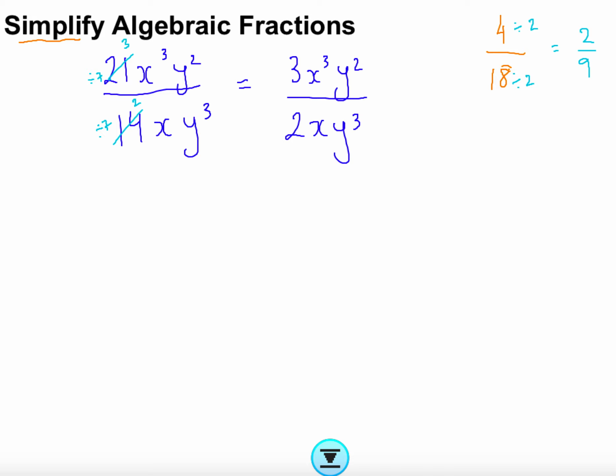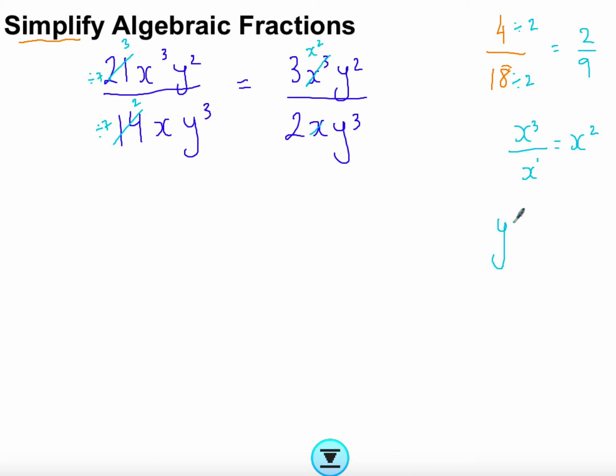Now I can look at the letters themselves. And if you remember rules from indices, if you're dividing letters with exponents, then you are subtracting the powers. So this is going to be x to the power of 2. You're subtracting top minus the bottom. So 3 minus 1, that's going to give me an x squared. And for the y's, this is going to be 2 minus 3, which is going to give me a negative 1.